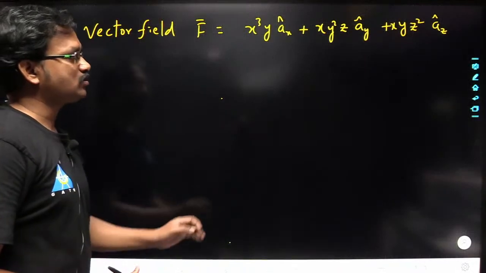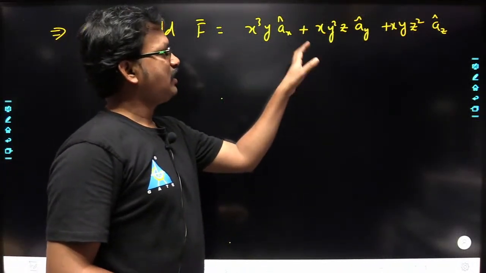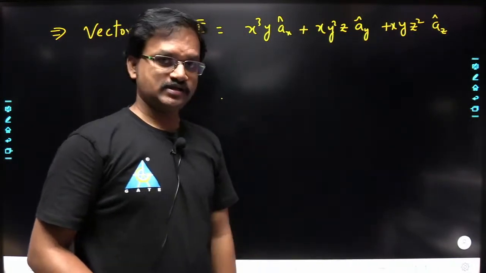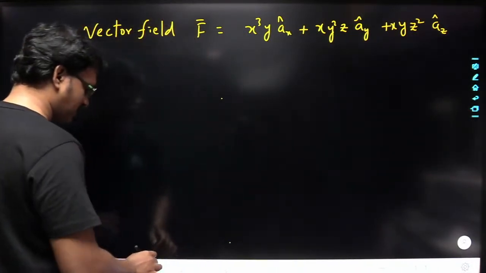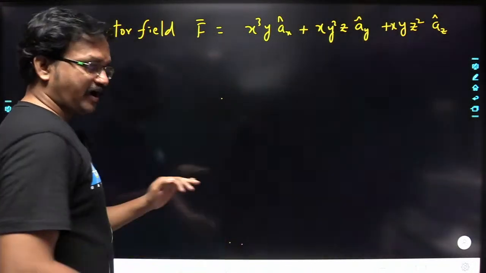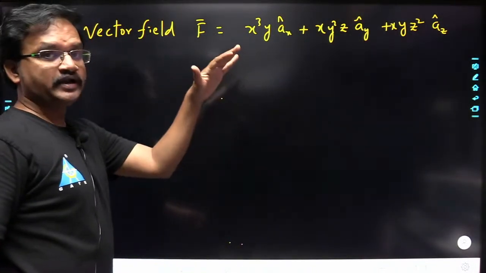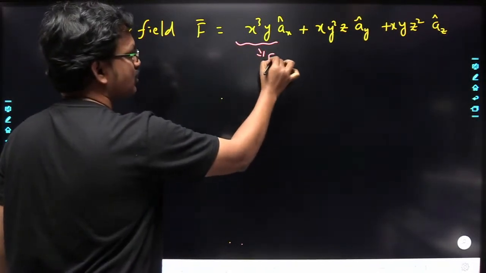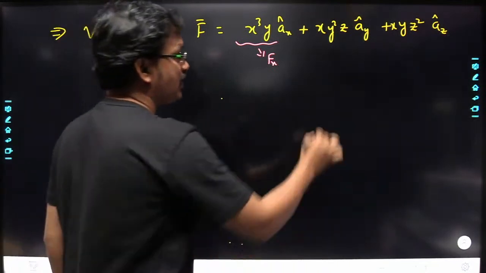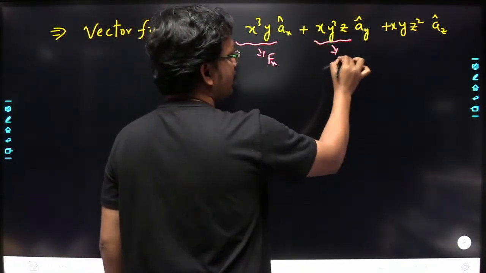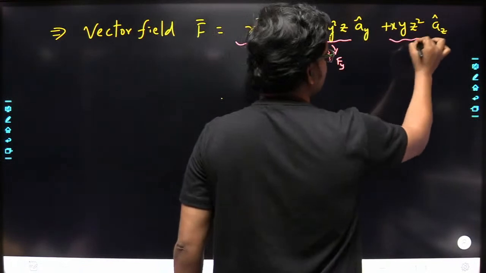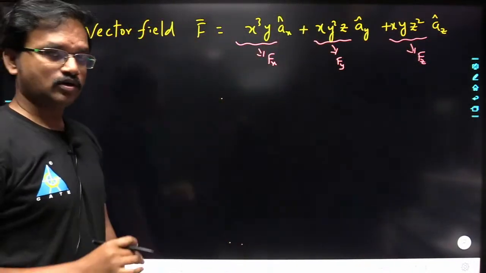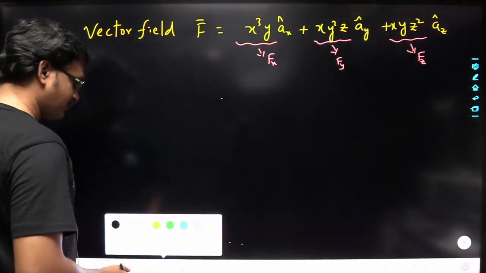Vector field F bar is equal to x cube y ax cap plus xy square z ay cap plus xyz square az cap. Whenever they give the problem here, just identify the x component, y component and z component. So always write in this manner. This is the x component of the vector field, this is the y component, and this is the z component. Okay. So they have given this vector field here.